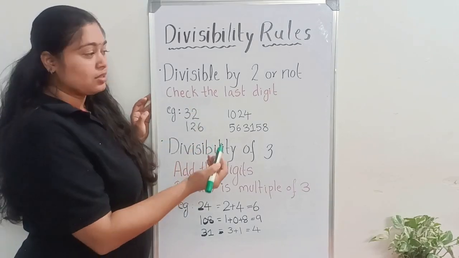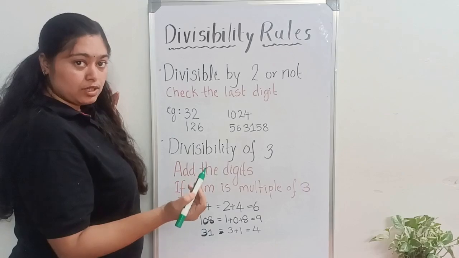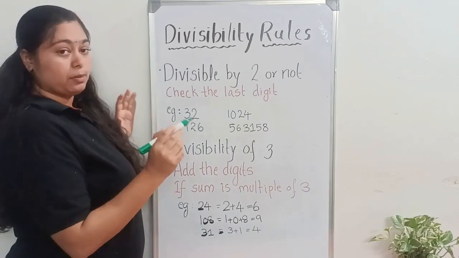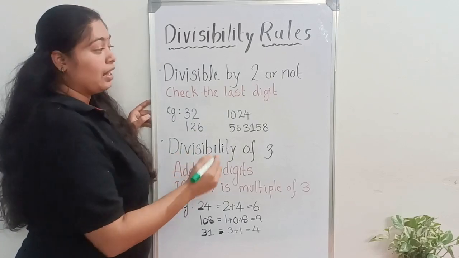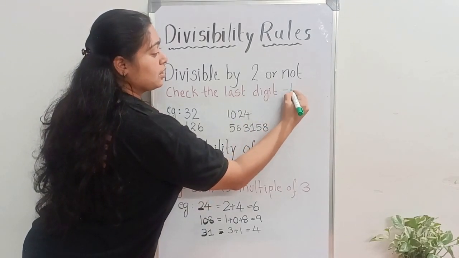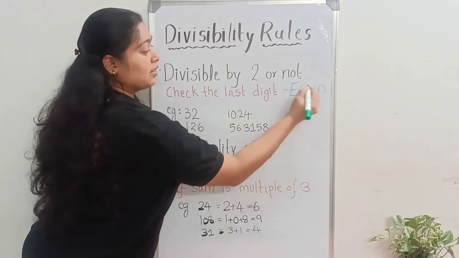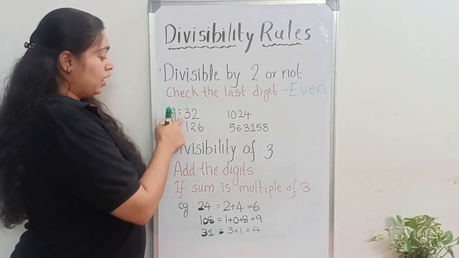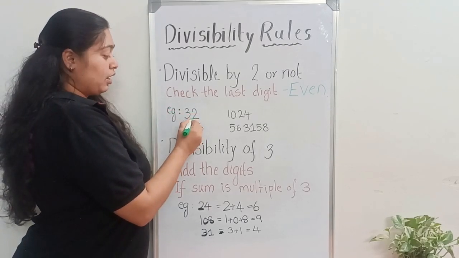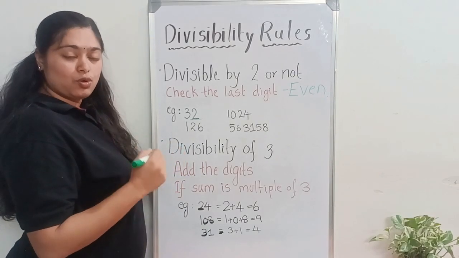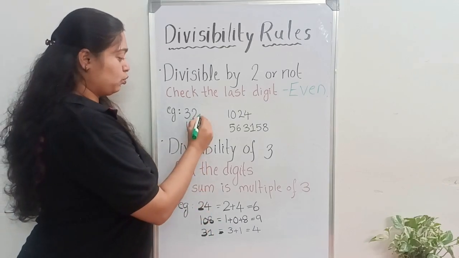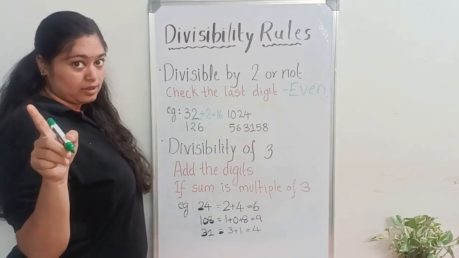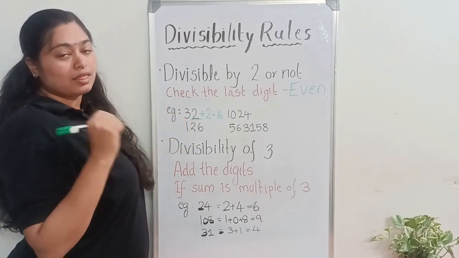So let's look into the first rule, the divisibility rule of 2, which means checking divisibility by 2. The rule is very simple. Check the last digit. If the last digit is an even number, then yes, the number is divisible by 2. Let's look into some examples. The first example is 32. The last digit is 2 itself. So you can divide 32 perfectly by 2, and you know 32 divided by 2 is 16. No remainder is left. 2 is a perfect factor of 32.